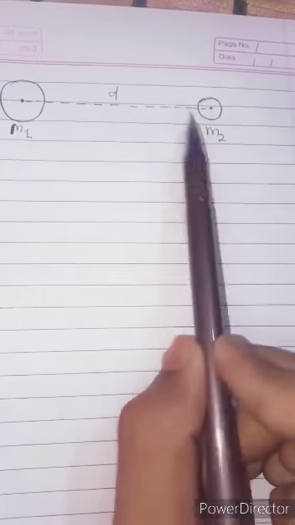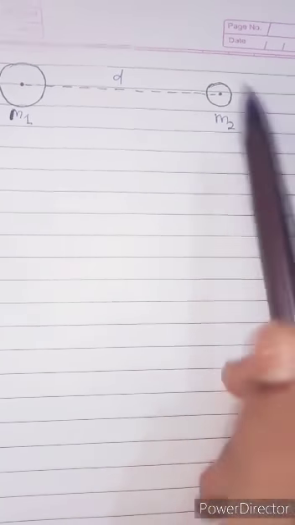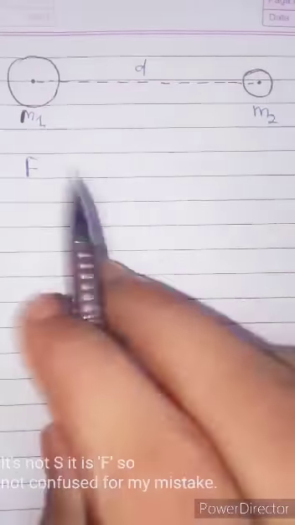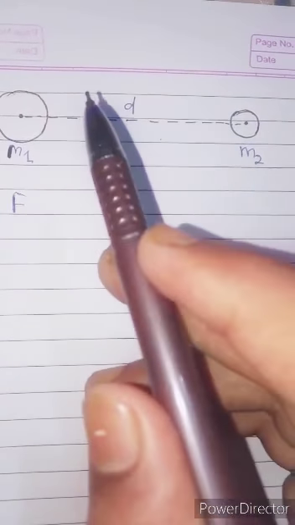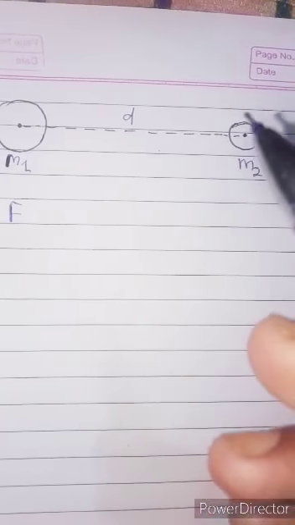Suppose these are two bodies of mass m1 and m2 separated by a distance d. Then F is the force of attraction between them. We know that the force of attraction between any two bodies is directly proportional to the product of their masses and inversely proportional to the square of the distance between their centers of gravity.